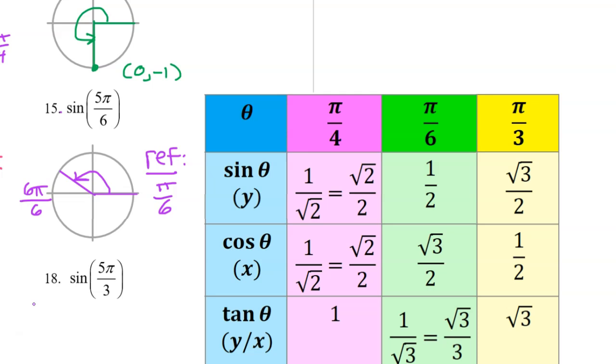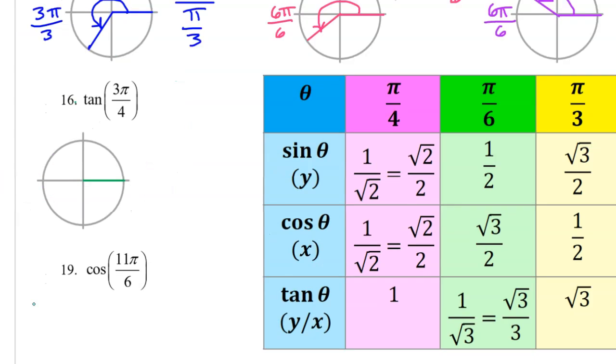The sine of pi over 6 is 1/2, so the answer will either be positive 1/2 or negative 1/2. On the unit circle, sine is the y value. In the second quadrant, y values are positive. We are above the x-axis. So we will leave the answer as positive 1/2.